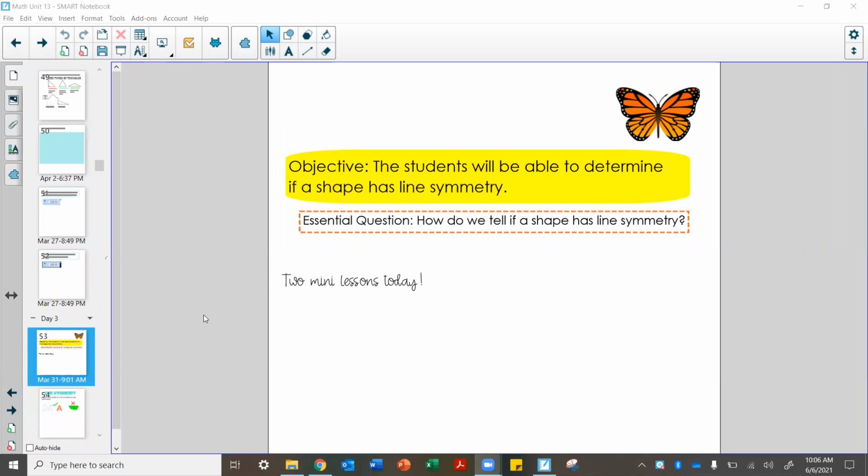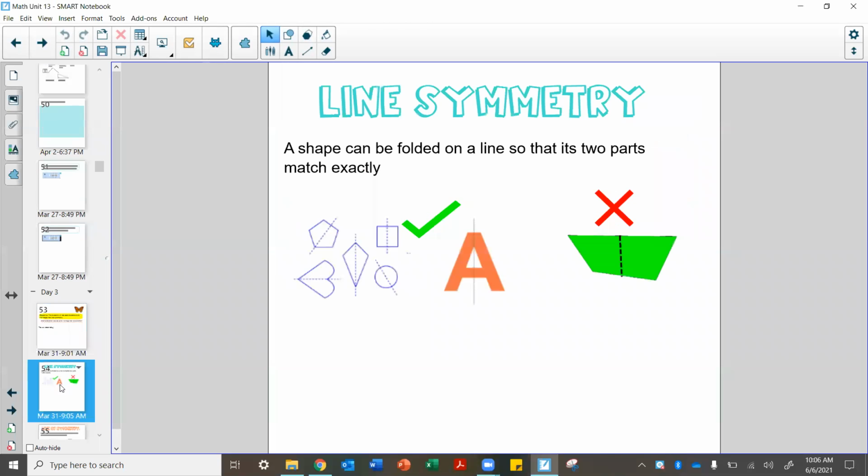So we're going to learn the first mini lesson. We're going to stop. You'll do your first partner and independent work. You'll come back and watch the second video and then do your second partner and independent work. So here's mini lesson number one.